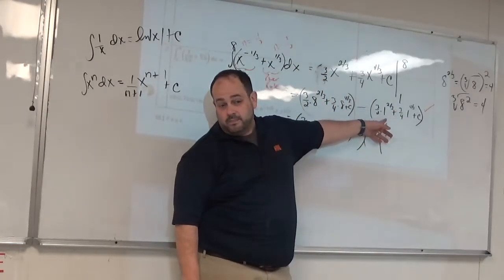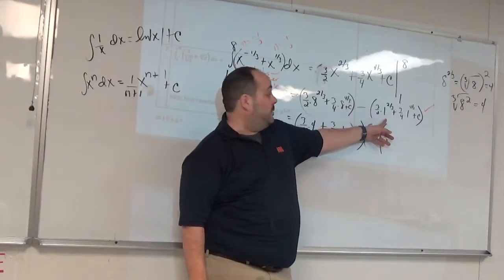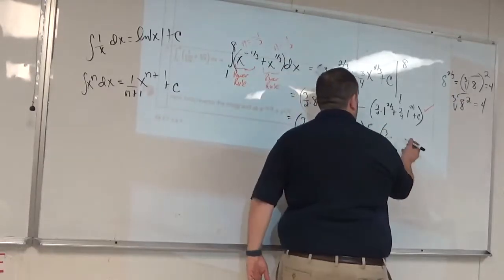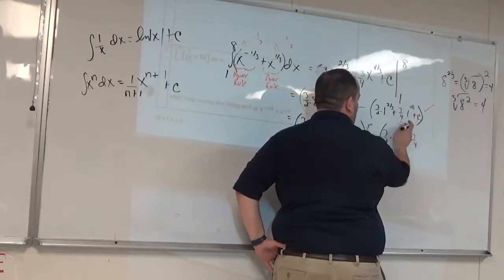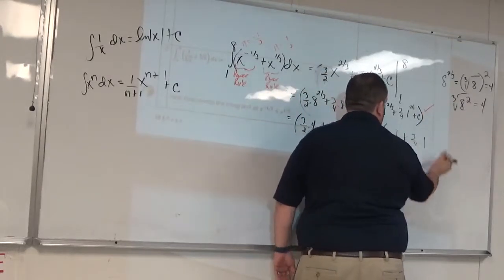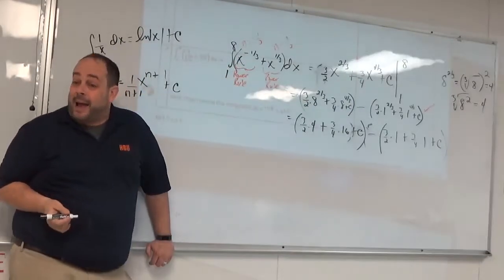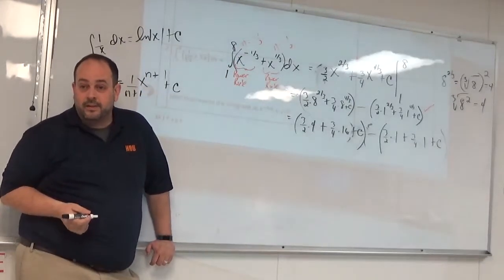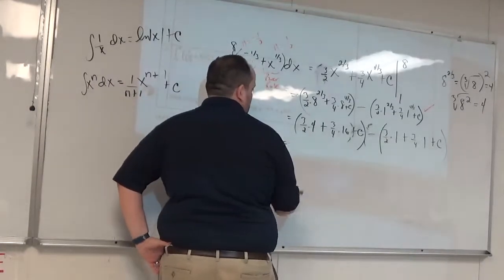Cube root of 1. What times what times what is 1? 1. 1 squared? 1. Plus 3/4 times 1 to the 4/3. Cube root of 1, still 1. 1 to the 4th is 1. Oh yeah, why did I even bother doing that? 1 to any power is 1. Okay, I do expect you to be able to simplify further.